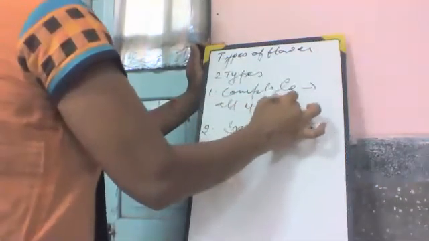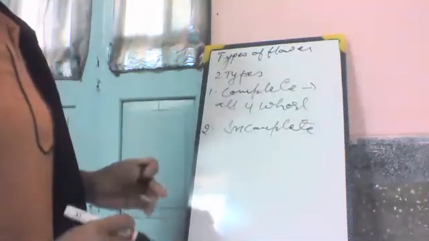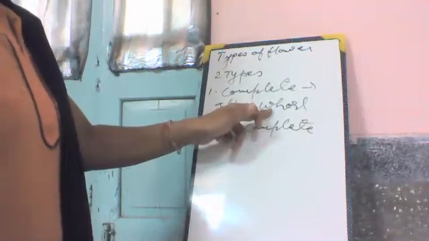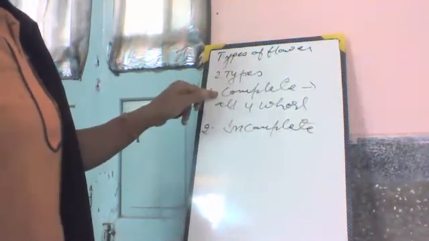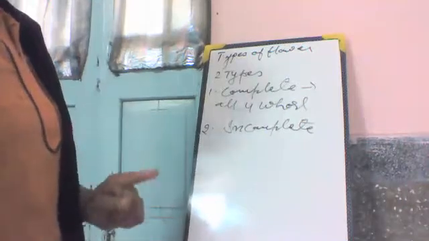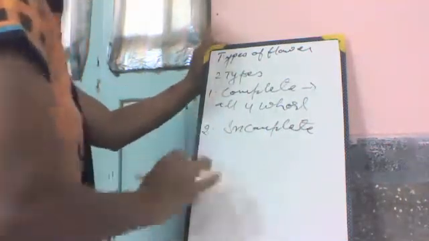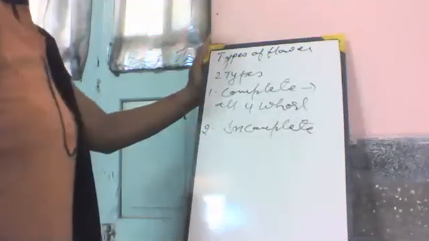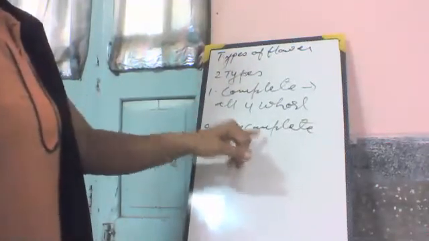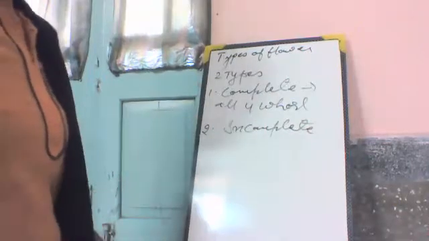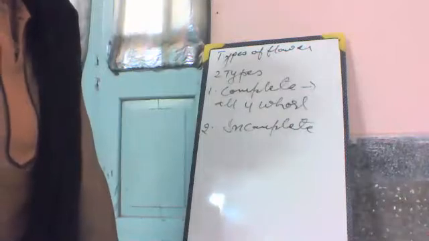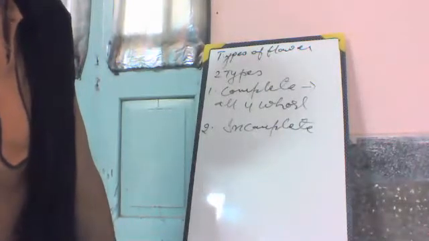4 whorls. There are 4 whorls in a flower, so all 4 whorls are present in a complete flower. It means it has calyx, corolla, androecium, and gynoecium. But in an incomplete flower, any one may be absent. Flower that has all four whorls like calyx, corolla, androecium and gynoecium is called a complete flower.